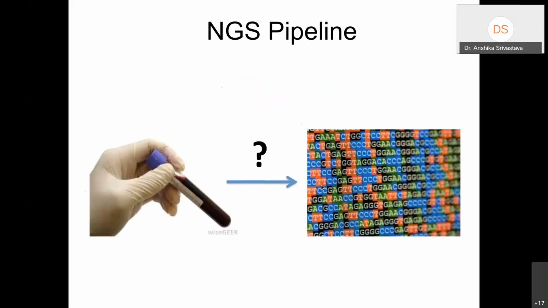So now you must be very much interested: you started with a blood sample, and now how can you get to the segment of the gene that is actually causing the phenotypes in the patient, the affected individual, from whom you have the blood samples? So what is the NGS pipeline?